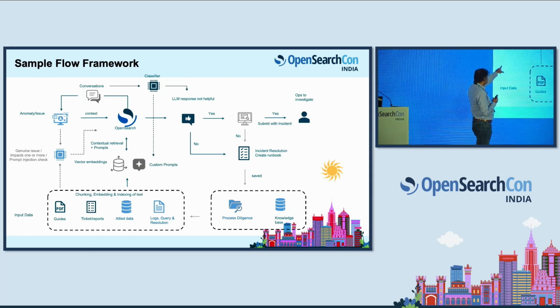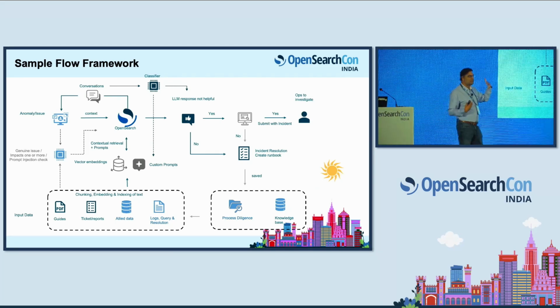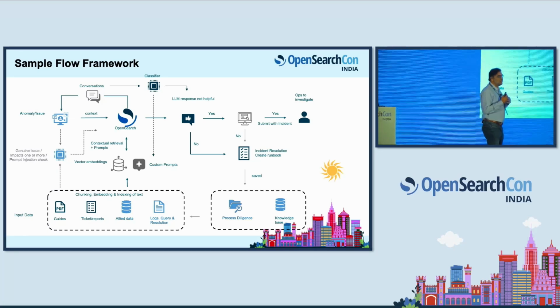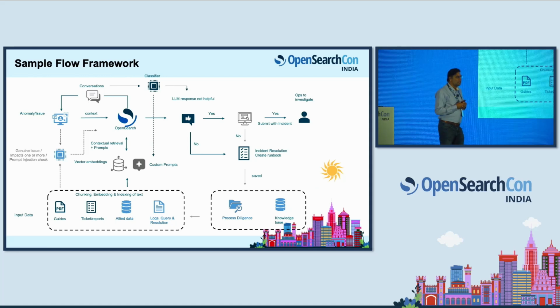And how would that happen? You pass on the contextual retrieval and prompts to Opensearch is one aspect. Second, you may have your own vector embeddings. People complement Opensearch with their own vector database or graph databases where you build knowledge graphs of your system based on your schema, right? And there could be custom prompts as well.